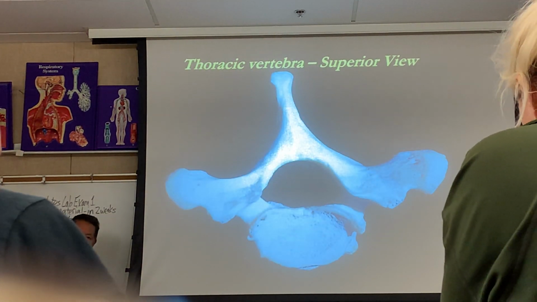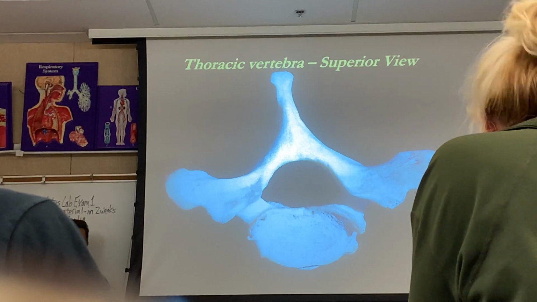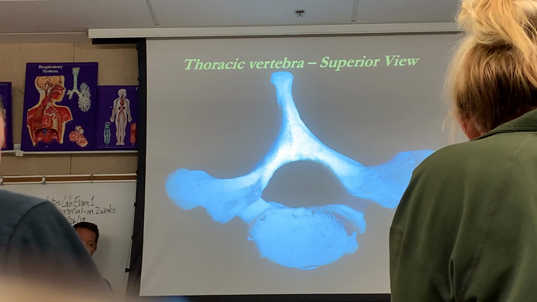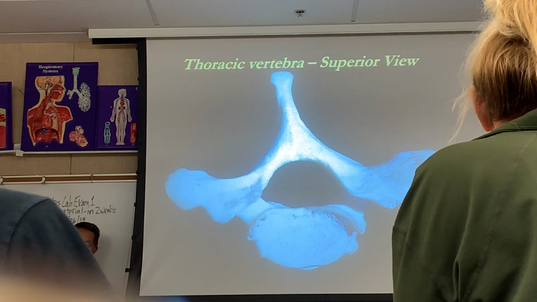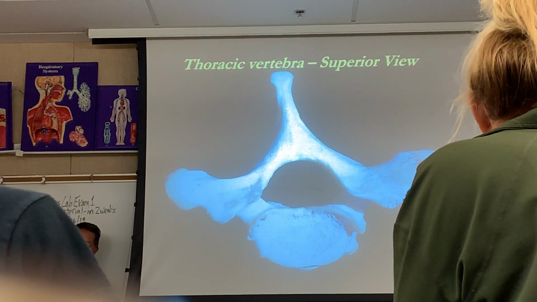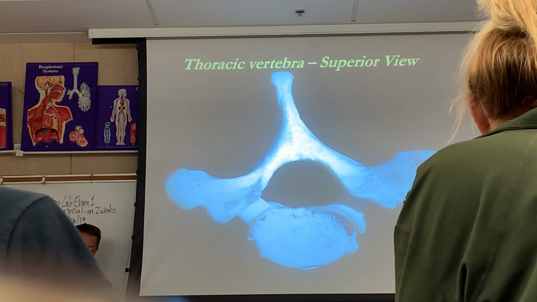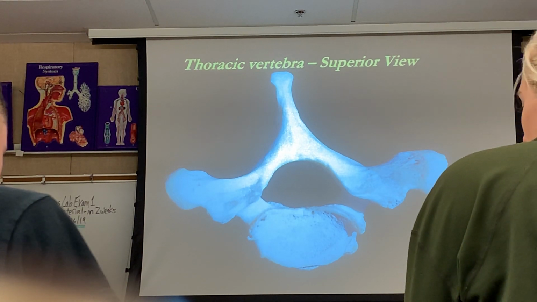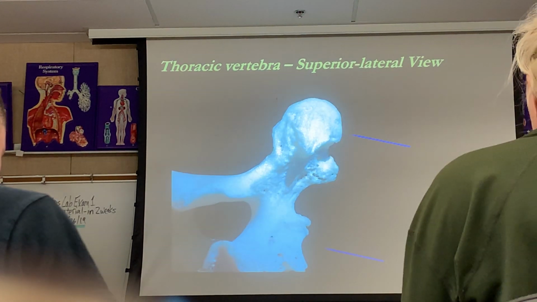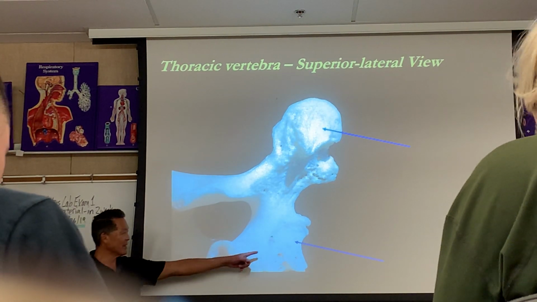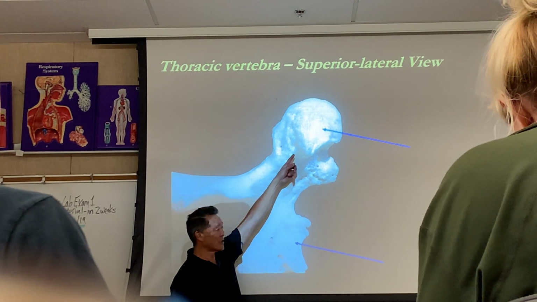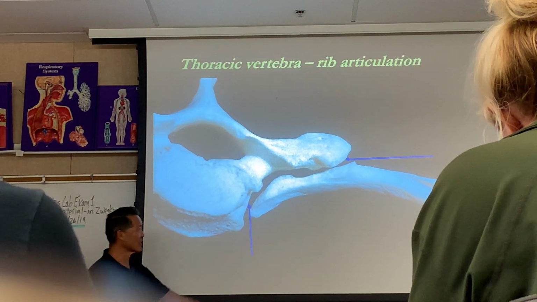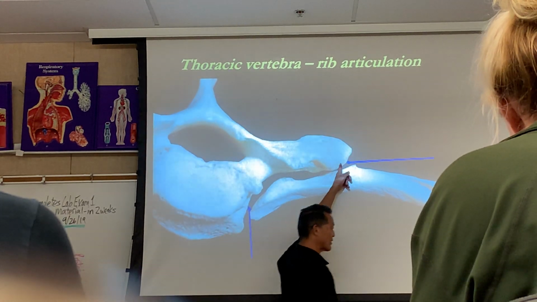Okay, thoracic vertebrae are the only vertebrae with rib articulations. And there's 12 of them. The rib articulations are going to be on the side of the body and then on the end of the transverse process. Side of the body, end of the transverse process. And the reason why you have two is because of this. Side of the body, end of the transverse process.